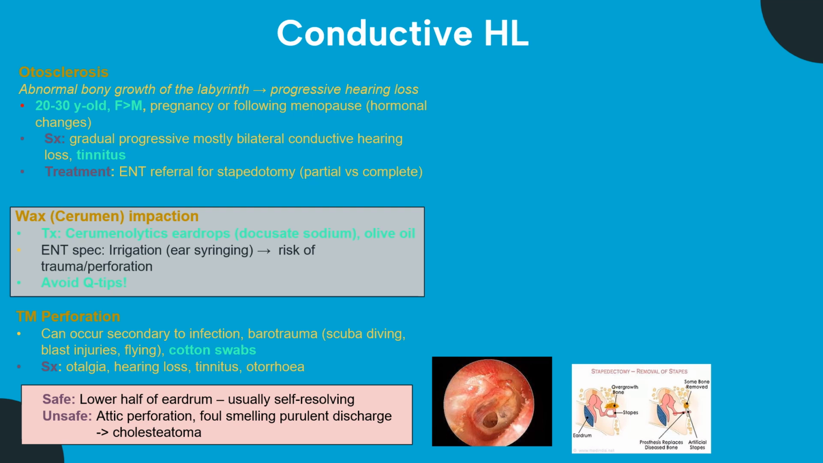So in terms of cerumen or earwax impaction, the treatment is ceruminolytics or eardrops, docusate sodium, or olive oil as well. They essentially help to break down the earwax and let it come out of the ear by itself. If this doesn't work after a few days to a week, then they'll use ear syringing or irrigation, which can get rid of the earwax.